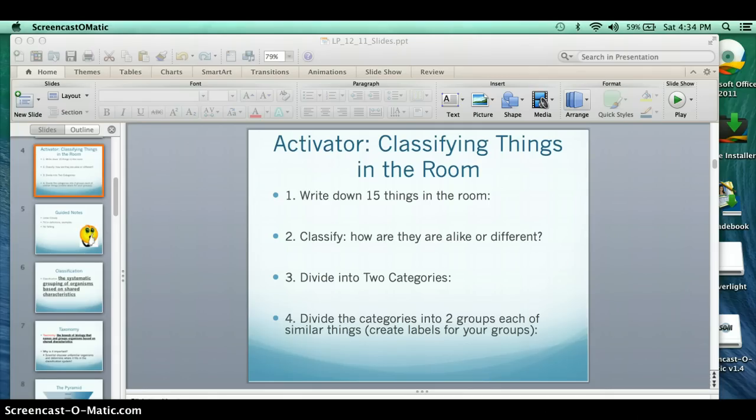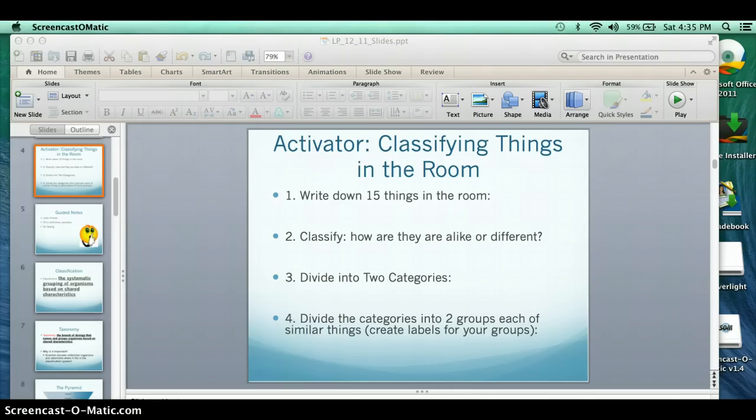Second thing you're going to do is classify. You're going to think to yourself and write down how are some of these things alike and how are they different. Based on that, the third thing you're going to do is divide the objects or things into two different categories. Once they're in two categories, you're going to divide those categories into two groups, each of similar things, so sort of like subgroups within each category. Then you're going to create labels for your groups. You'll have 4 groups total.